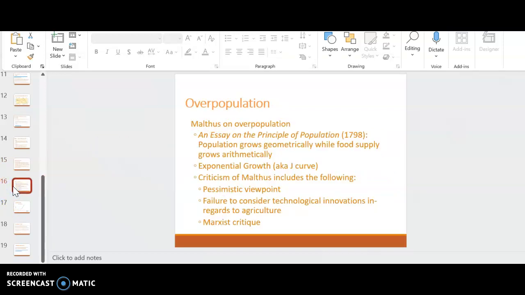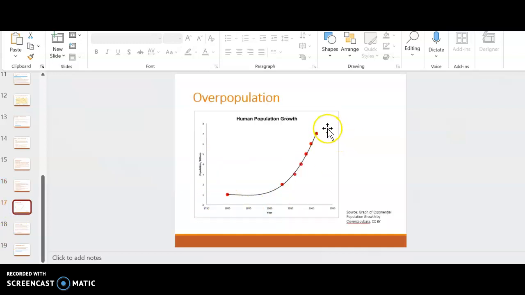Another person that we need to talk about in terms of population is Thomas Malthus, and he wrote an essay on the principles of population in 1798, and it's really important for us to talk about that. He explicitly talked about something called the J curve, which is exponential growth. So it is population that grew in a short period of time, and you'll actually see almost a J-like figure, which I'll show you right here. This is a J curve. Do you see how it almost looks like a J in size?